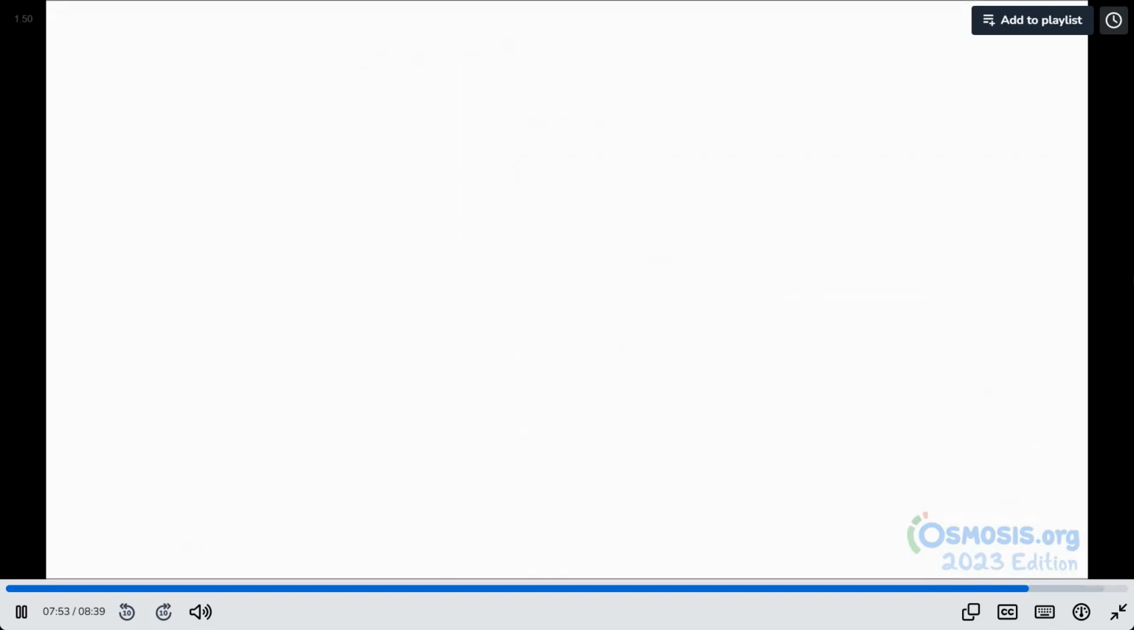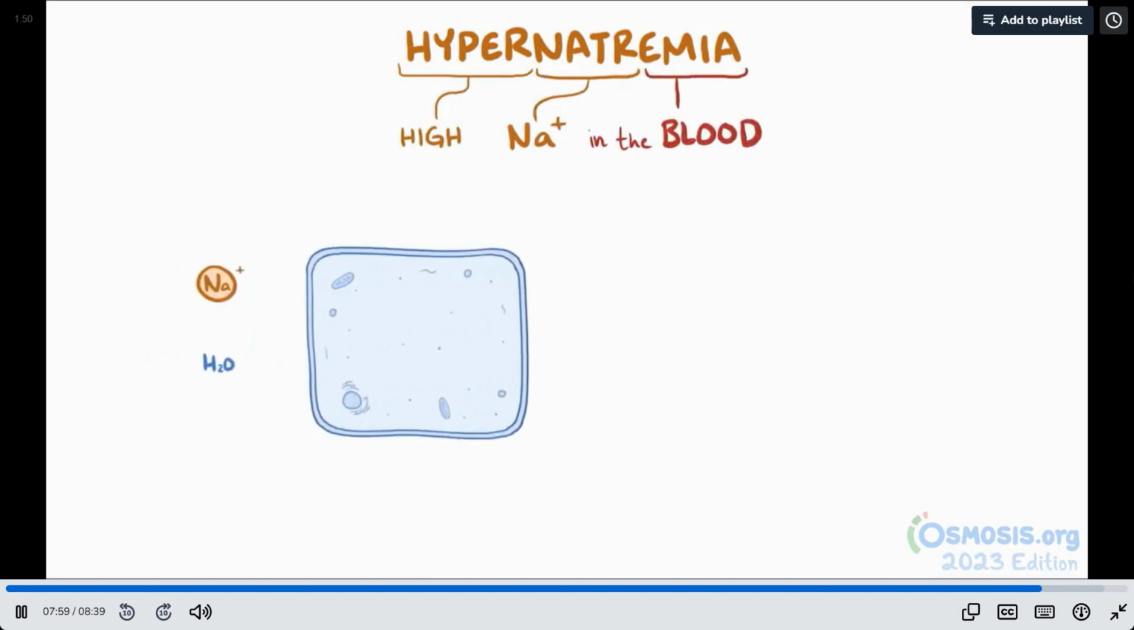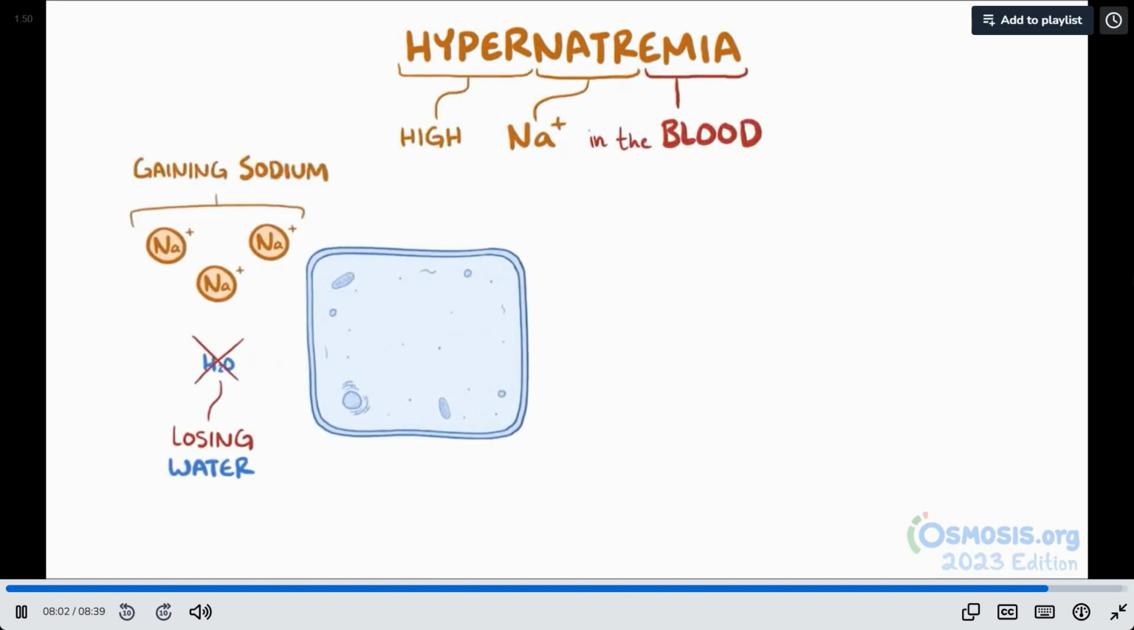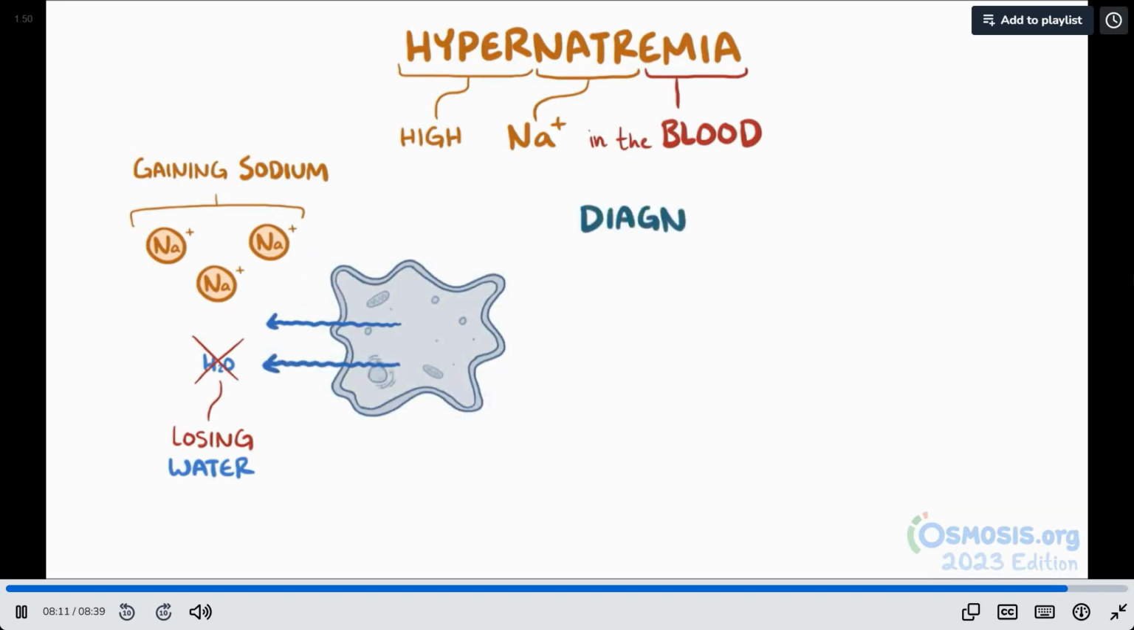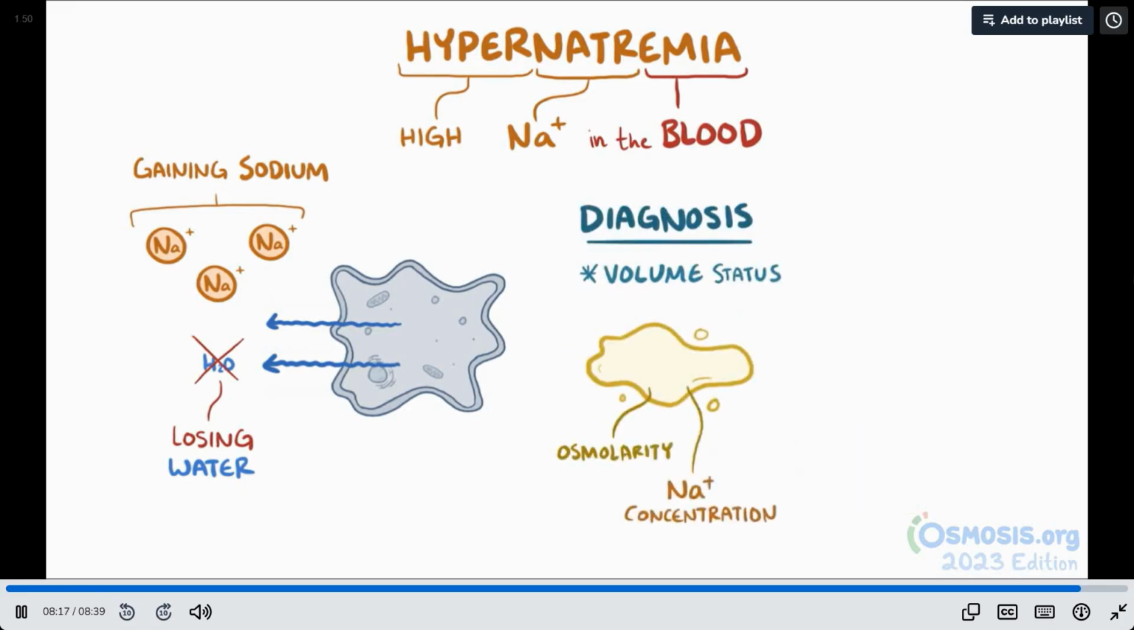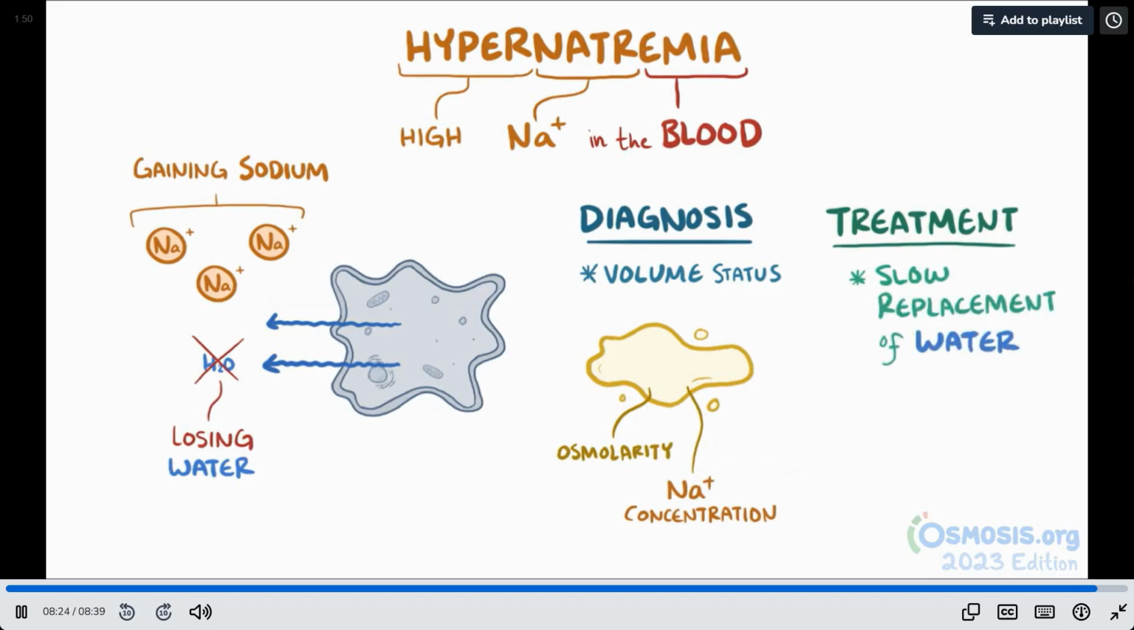Alright, as a quick recap, hypernatremia is an electrolyte disorder that describes a high concentration of sodium in the blood, which can be caused either by losing too much water or by gaining too much sodium. Either way, hypernatremia can cause water to shift out of the cells, and in severe cases it can cause brain cells to shrink and die. Diagnosing hypernatremia involves checking the volume status and measuring the urine osmolality, as well as the urine sodium concentration. Treatment generally involves slowly and carefully giving back free water to normalize the sodium concentration over time.